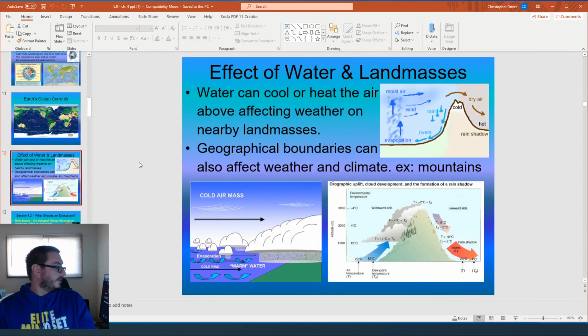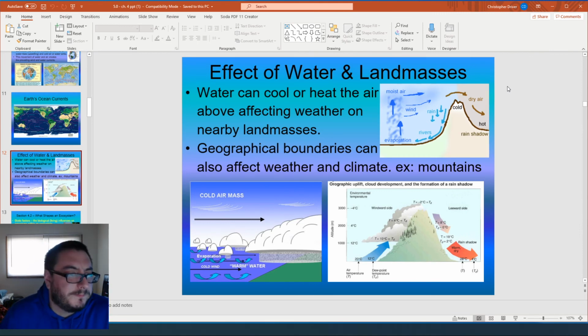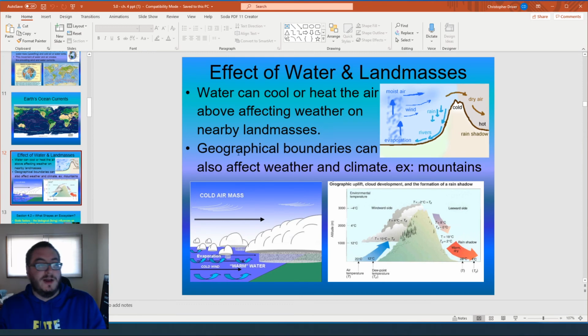Okay, last slide, because I do believe I'm getting close to 20 minutes. So, the effect of water and land masses. Water can cool or heat the air above, affecting weather on nearby land masses. So this is looking at the West Coast. Geographical boundaries can also affect weather and climate, for example, mountains. This is like what I was talking about with England. The warm water can release that energy and make it warmer than it normally would be at that latitude. And geographical boundaries can also affect weather and climate.